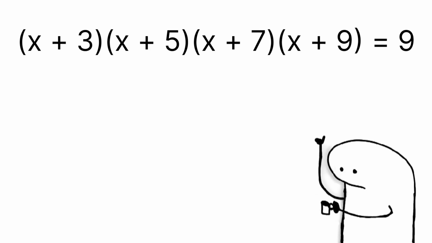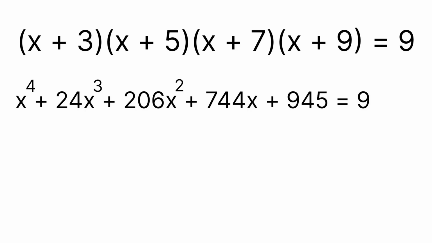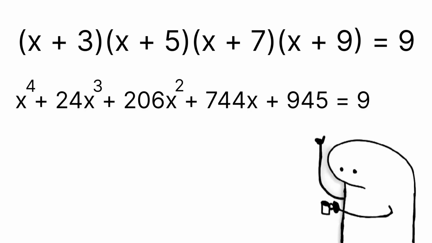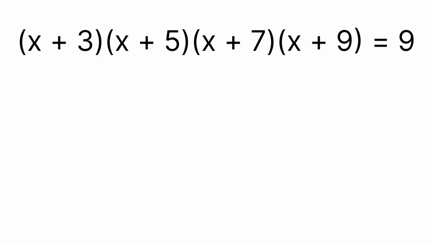Let's see. If we expand the brackets, we get this huge, messy value. Looking at this equation, how many x values do you expect there to be? From this crazy equation, you might think there are 4 possible x values. Let's find out the actual values. What we're about to do is what separates math geniuses from regular people.